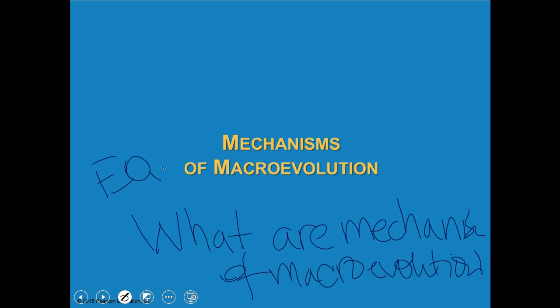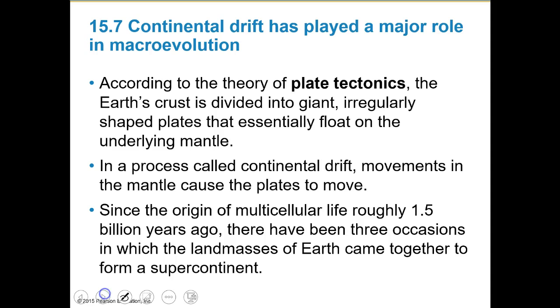So what are the mechanisms of macroevolution? What makes those changes happen? One of the major things is the theory of plate tectonics, and hopefully you've learned that at a certain point. The Earth's crust is divided into giant irregular shaped plates that essentially float on the underlying mantle. It's a process called continental drift, where those continents kind of drift, and the movements in the mantle cause the plates to move. Since the origin of multicellular life around 1.5 billion years ago, there have been 3 occasions in which land masses of Earth have come together to form a supercontinent.